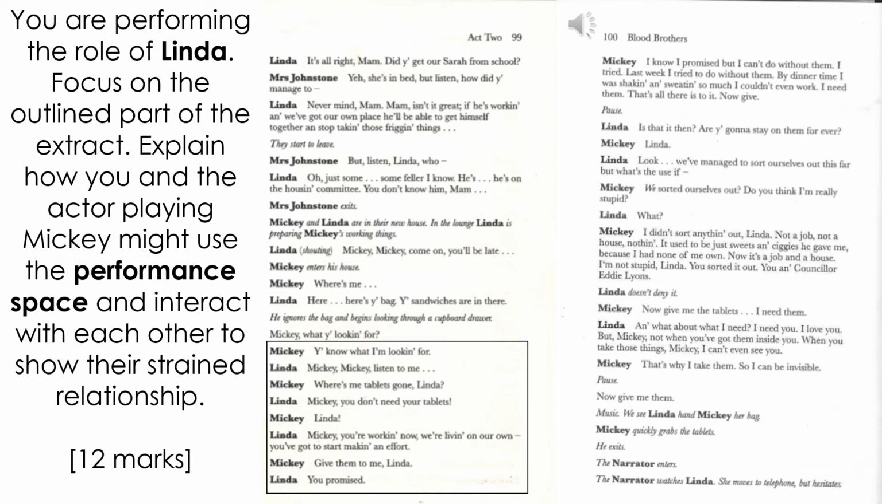So the question that we are going to be looking at in this lesson is as follows. You are performing the role of Linda. Focus on the outlined part of the extract. As always, don't forget those top tips, only focusing on the outlined part of the extract. Explain how you and the actor playing Mickey might use the performance space and interact with each other to show their strained relationship. So there's a key word there at the end. How they are showing their strained relationship.